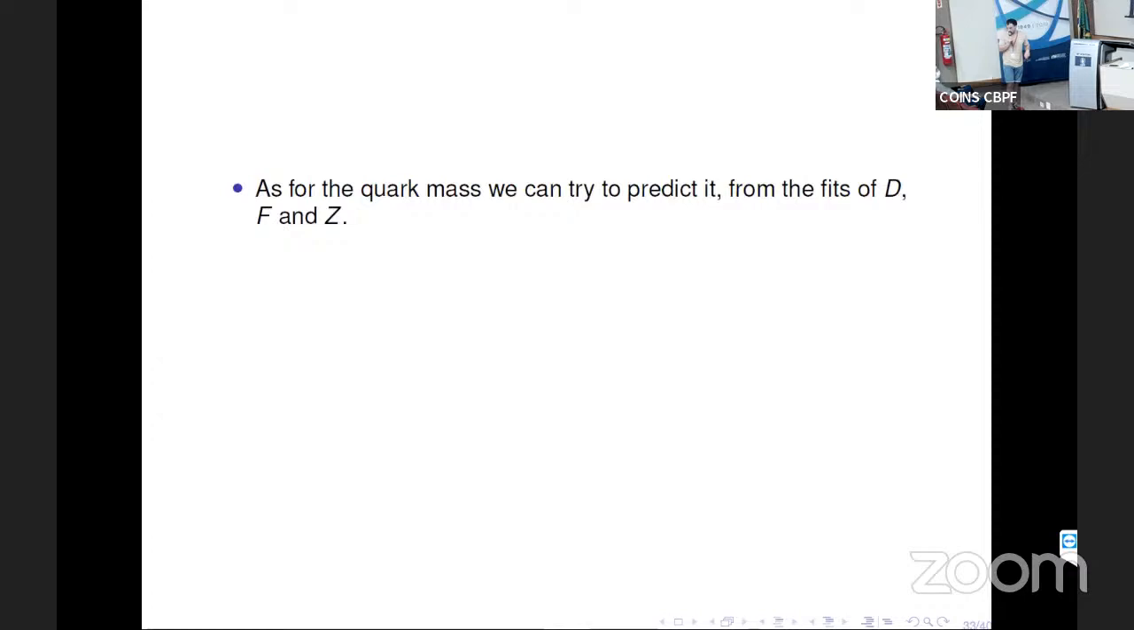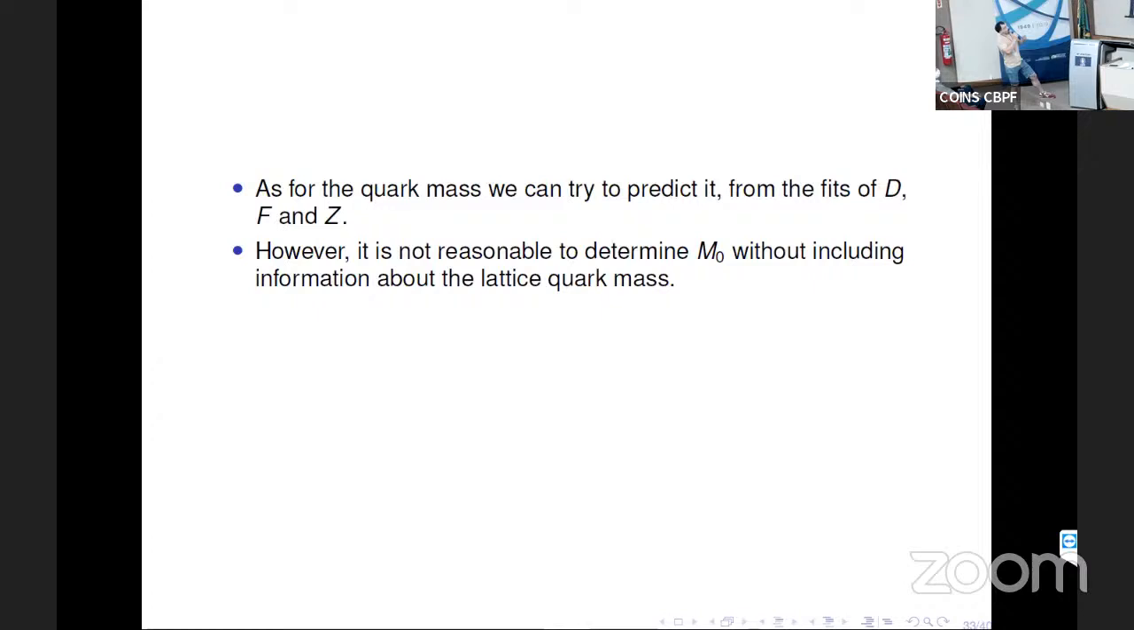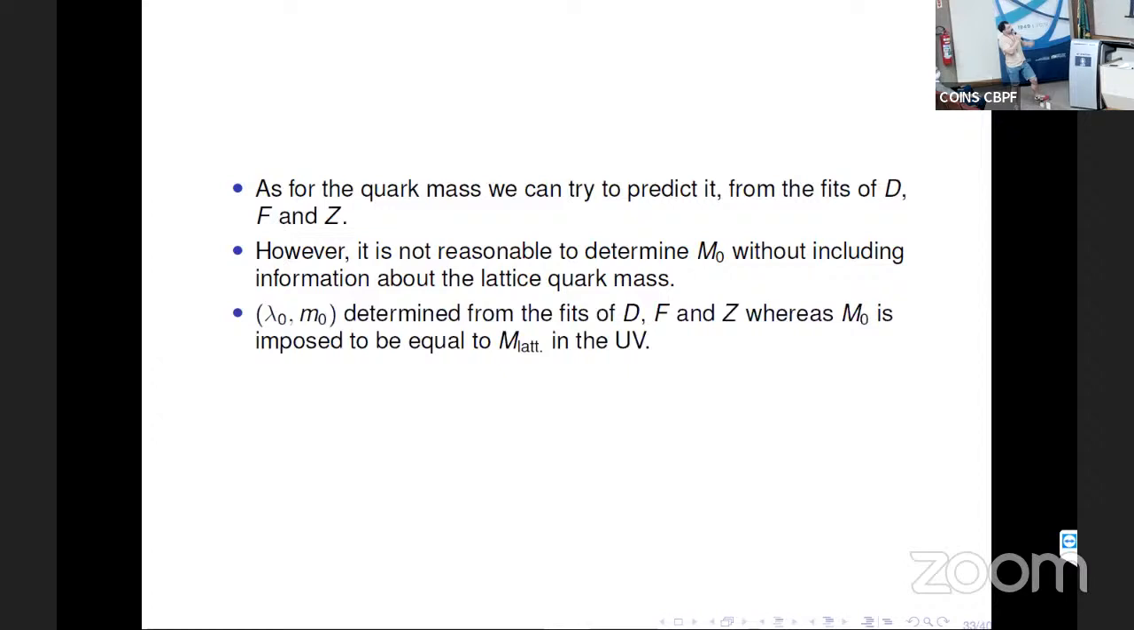Two minutes, okay. So to end the presentation, I will show you what occurs with the quark mass. So we'll try to predict it from the fits of the three dressing functions. However, it is not reasonable to determine the quark mass without considering what happens on the lattice with the quark mass, right? So the idea is to determine the values of the gauge parameter and the gluon mass from the fits of the dressing functions. And we will impose the quark mass to be equal to a value of the lattice in the UV, right? All of these quantities run for us, right? So we just put the initial conditions and then with the beta functions, we find the running functions.